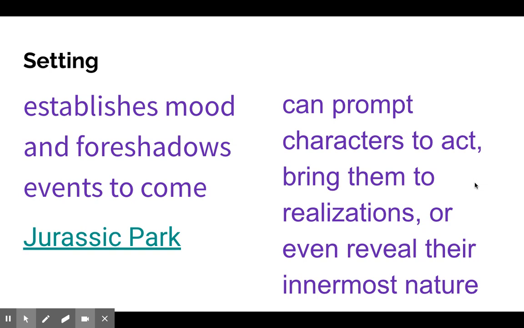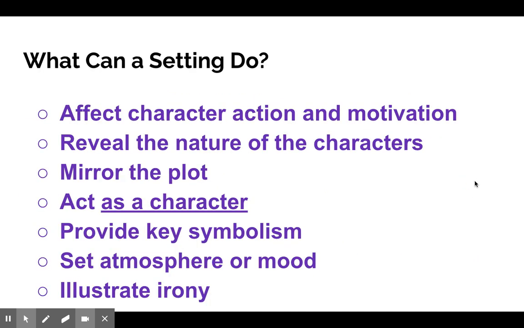Film is a great way to kind of tap into that, but ultimately we're going to want to really spend a lot of time with text as well. So what can a setting do? Well, the setting can do a number of things. It's going to affect character action and motivation.